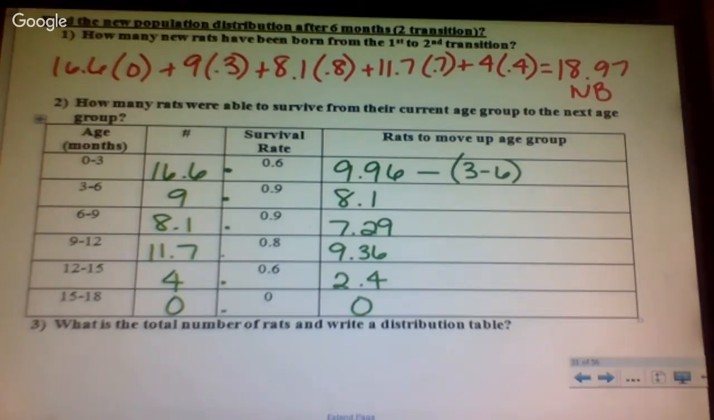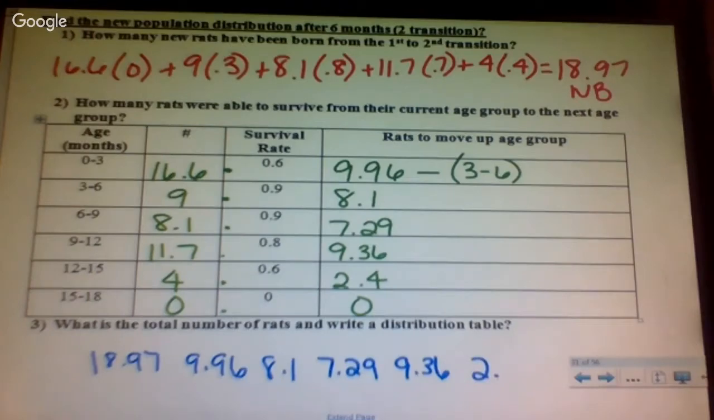Okay, and again, we can write ourselves a distribution table. I've got 18.97 newborns. I now have 9.96 in the 3 to 6, 8.1 in the 6 to 9, 7.29 in the 9 to 12, 9.36 in the 12 to 15, and 2.4 in my 15 to 18 category.